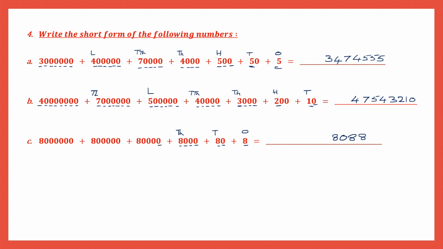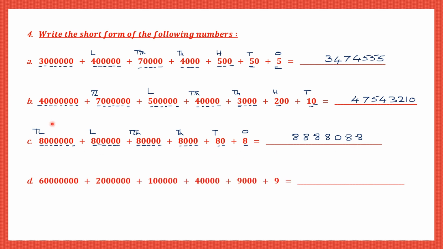Then let's continue. Ones, tens, hundreds, thousands, 10,000s. In the 10,000s place, we have again another 8. Then ones, tens, hundreds, thousands, 10,000s, lakhs. So in the lakhs place, again we have an 8. Then ones, tens, hundreds, thousands, 10,000s, lakh, 10 lakh. In the 10 lakhs place, we have another 8. So what's our number? 88 lakh 88,088.